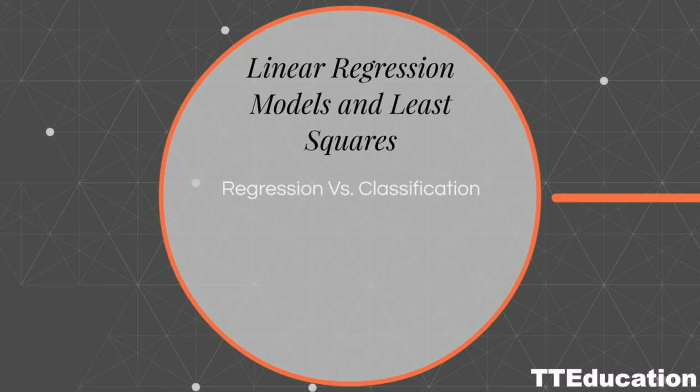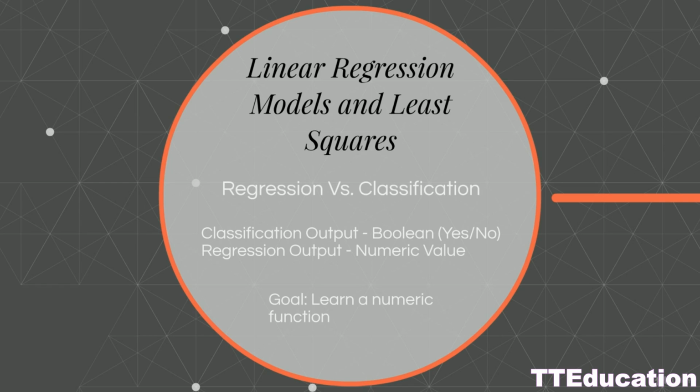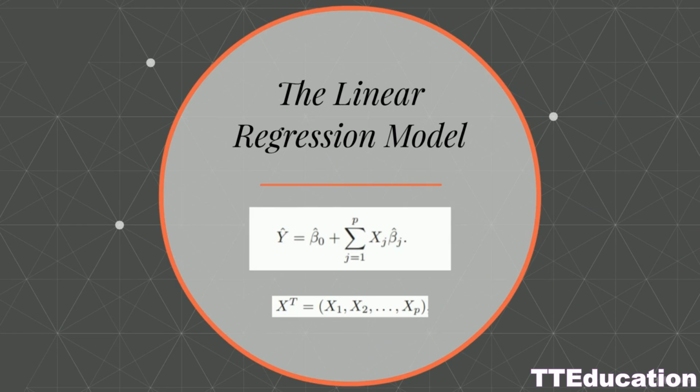Okay, so linear regression models and least squares. Let's really quickly talk about regression versus classification. In classification, we are looking for a Boolean output. Yes or no. Is this object in a particular class? When the output is a numeric value, what we want to learn is not a class, but a numeric function. In machine learning, the function is not known, but we have a training set of examples to draw from it. So the goal: learn a numeric function. And then we can use that numeric function to get the numerical outputs that we are searching for via linear regression.